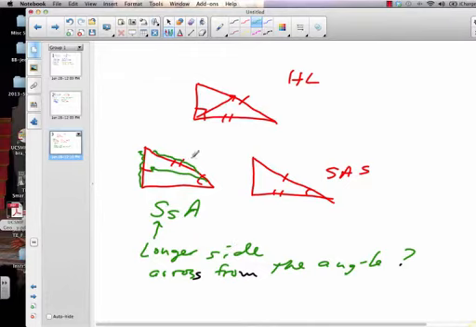So 3 different triangles marked with 2 sides and 1 angle, but 3 different ways to go about it. And then the big side, little side, it's got to be arranged correctly, the things that are marked on there, for you to be able to guarantee that it's going to be congruent triangles.